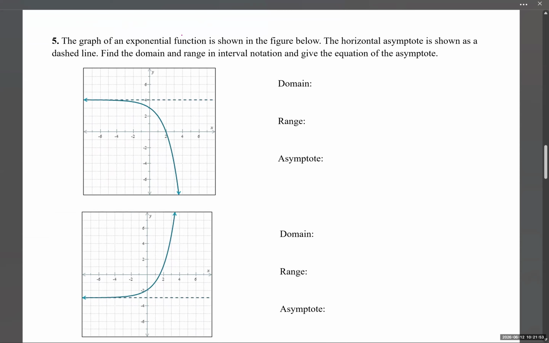The graph of the exponential is shown below. We need to figure out domain, range, and the equation of the asymptote. Domains of exponential functions are not restricted, so negative infinity to infinity. The range for the first function, which lies completely below its horizontal asymptote, will start at negative infinity and go up to the horizontal asymptote, which is 4. We do not include the asymptote as the graph does not touch it. The asymptote is going to be at y equals 4.